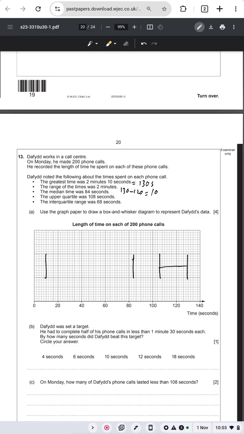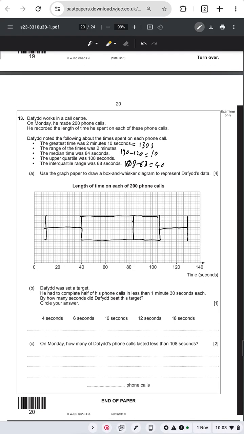And now we need to find the lower quartile, which is 108 minus 68, which is 40, which is there. So we can join this line up, and then to complete the box goes between the upper quartile and the lower quartile, and the median should be in the middle.